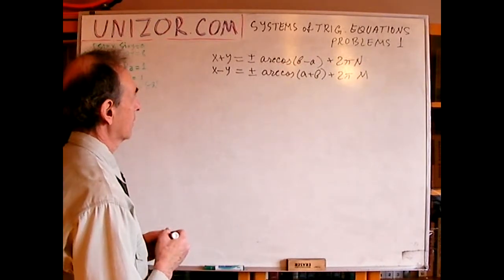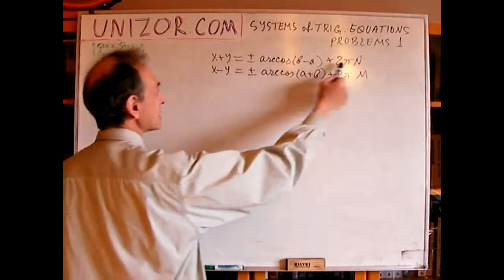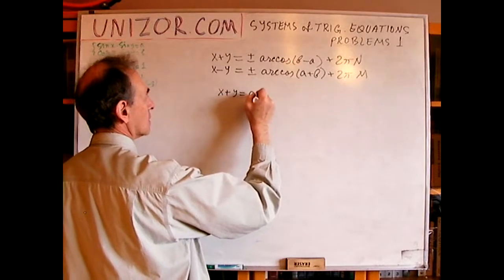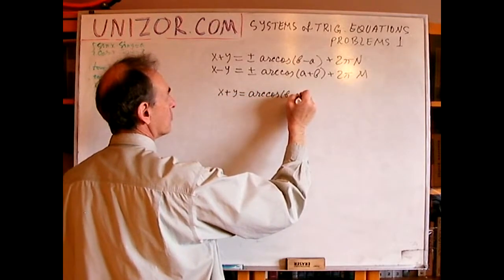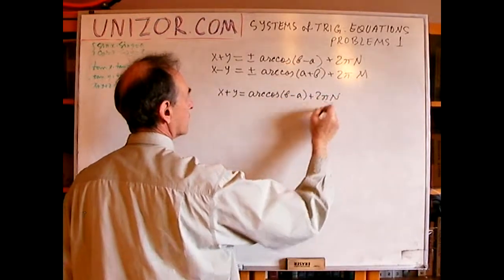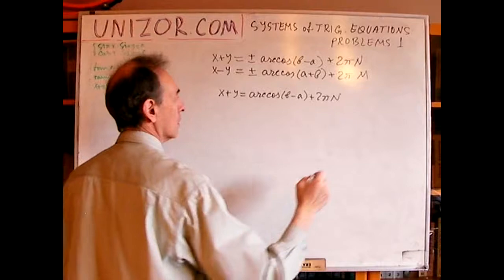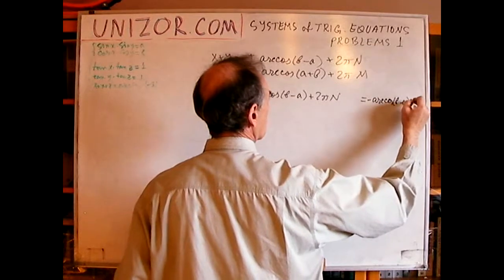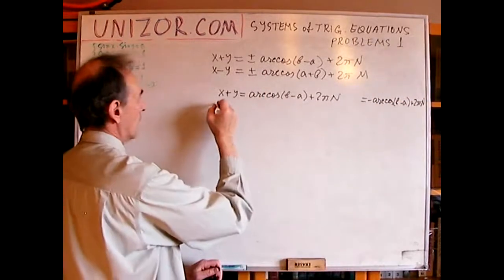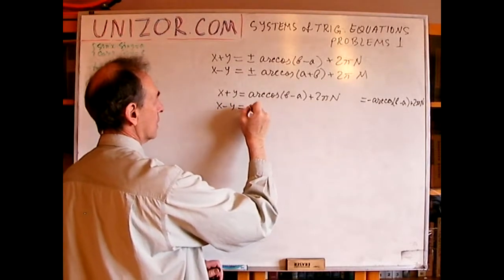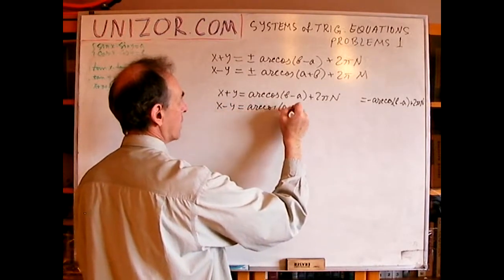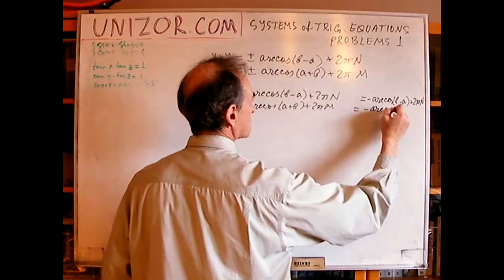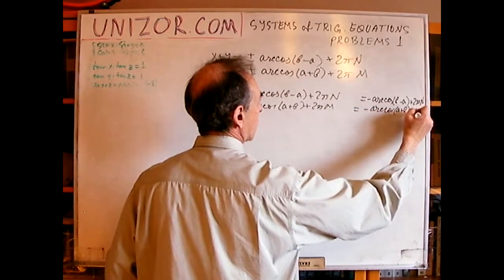Let me do it this way. Since x plus y can be anything from this, let me just represent it in two cases separately. Arc cosine of (b minus a) plus 2 pi n, or it can be minus arc cosine of (b minus a) plus 2 pi n. And x minus y can be plus arc cosine of (a plus b) plus 2 pi m, or it can be minus arc cosine of (a plus b) plus 2 pi m.